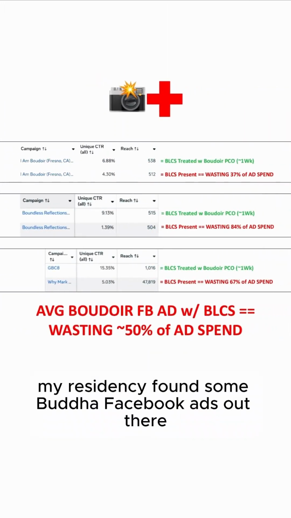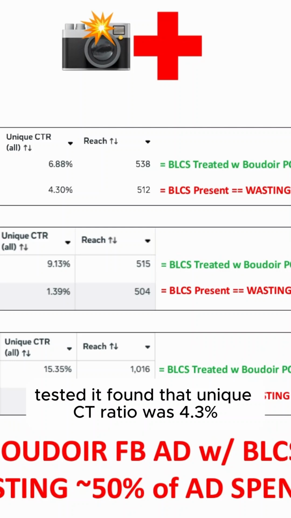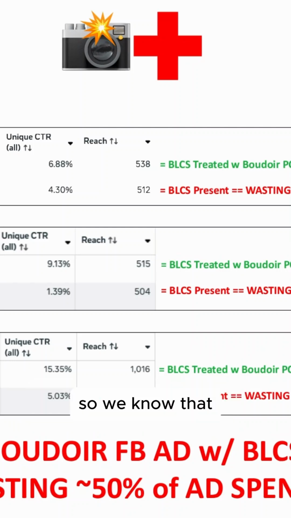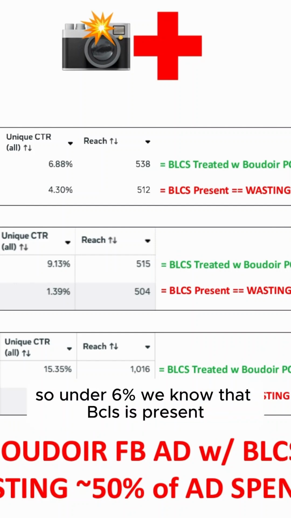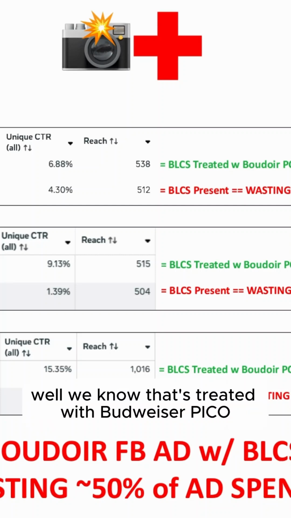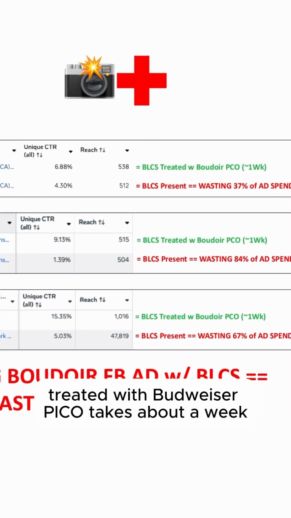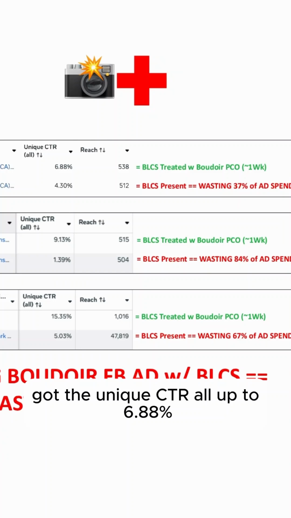So in my residency, I found some Boudoir Facebook ads out there. First part of my residency, I found the first one, brought it to the hospital, tested it, and found out its unique CTR all was 4.3%. So under 6%, we know that BLCS is present, Boudoir low click syndrome. Okay, well, we know that's treated with Boudoir Pico, which is exactly what I did. Treated with Boudoir Pico, takes about a week. I got the unique CTR all up to 6.88%.